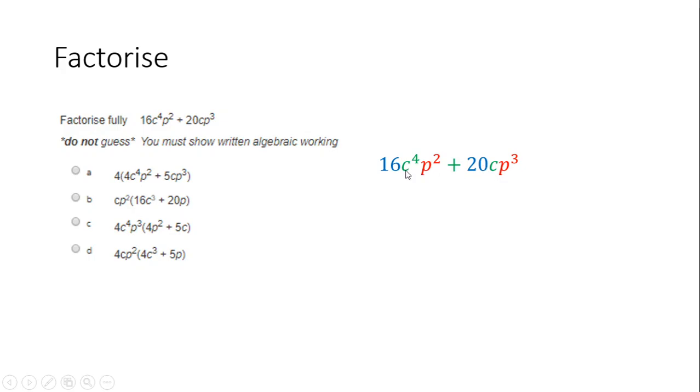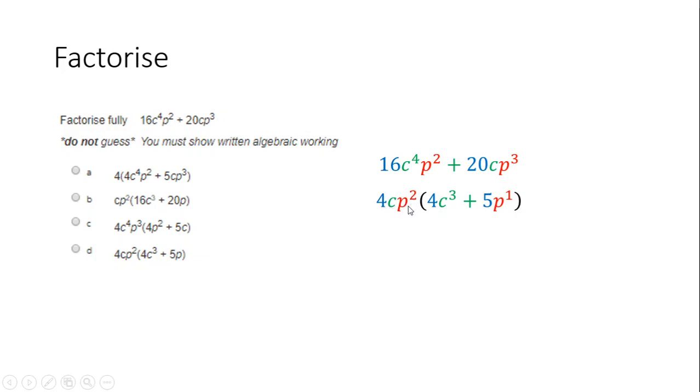Looking at the c's, I had c to the power of 4 here, but here I only have c. So what power of c could I divide both of these by? And the same thing with the p's. I've got p to the power of 2 compared with p to the power of 3. All together, for both of those terms, I could divide them both by 4 because of the 16 and the 20, and c, because this can be divided by c at least 4 times, but this can only be divided by c once, and p squared, because this can be divided by p squared, and that can be divided by even more than just p squared. Right, so that gives me 4cp squared out front.